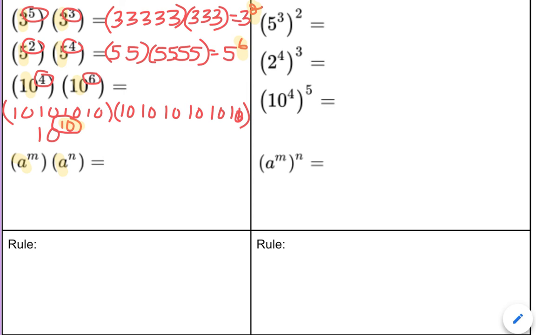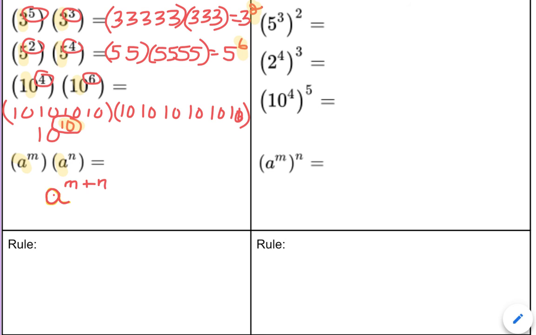And again, the base has to be the same. Our rule here, algebraically, a to the m times a to the n is equal to a to the m plus n. A to the m plus n. So our rule is, algebraically, we add those exponents. Our rule in words is going to be, we're going to write powers times powers, we add the exponents.